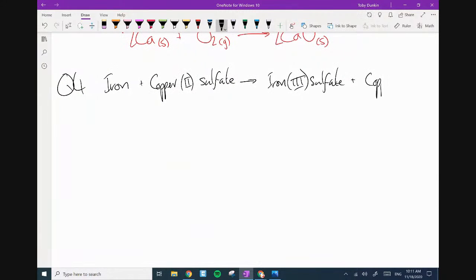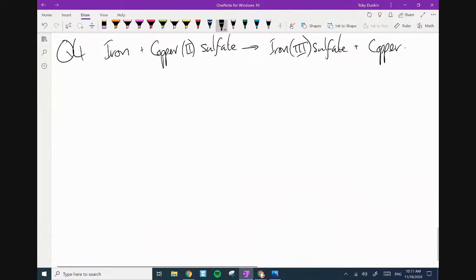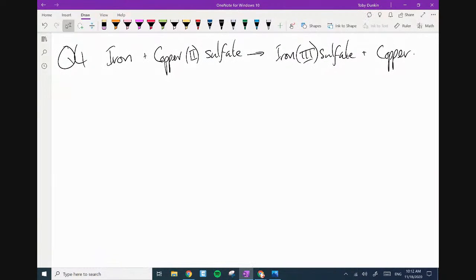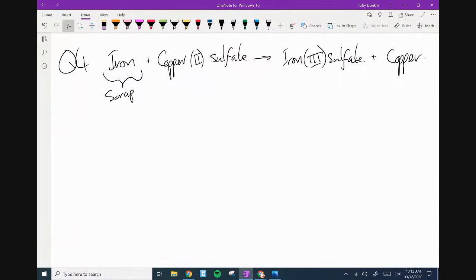By the way, this is actually the new method for extracting copper using scrap iron. This is actually a thing. Scrap iron is used here to extract copper because copper is more valuable than iron now. People throw away rusty cars and all that kind of stuff, so they're using scrap iron to extract copper. Anyway, me waffling. What we now need to do is translate each one out, step by step. Pause the video, folks. Have a go. Translate each one out.